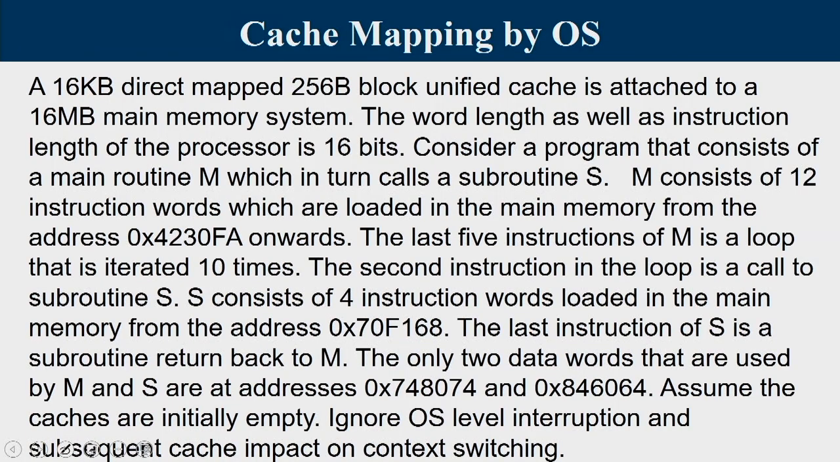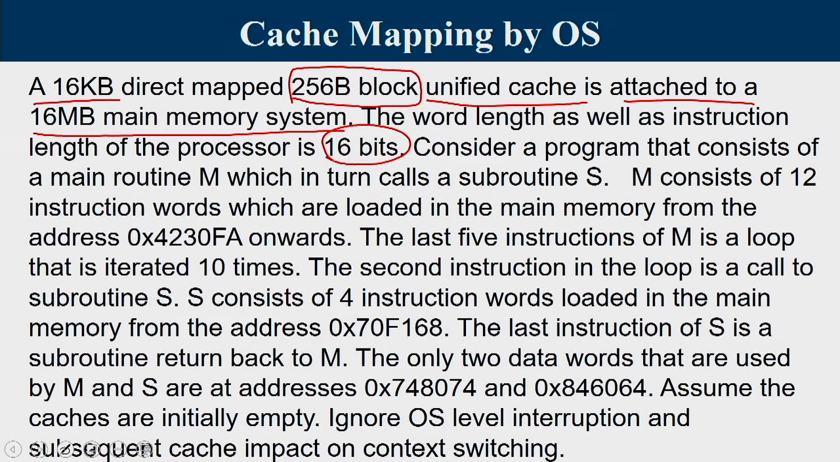Now, we are moving into a question where cache memory mapping by the operating system is being discussed. A 16 KB direct mapped 256 byte block unified cache. Unified cache means both I and D, both instruction and data, are stored in one cache. It is attached to a 16 MB main memory system. The word length as well as the instruction length of the processor is 16 bits. So, each of your instructions and each of your data words is 2 bytes.